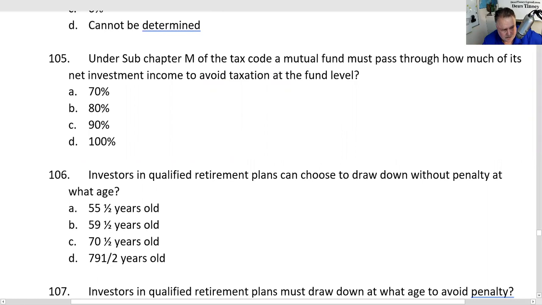REITs are the same as well. REITs must pass through 90%. Now, REITs, real estate investment trusts, and mutual funds don't pass through losses. That's only a partnership. Only a partnership. And so, be careful on that. But anyways, most funds are going to do substantially better than this.